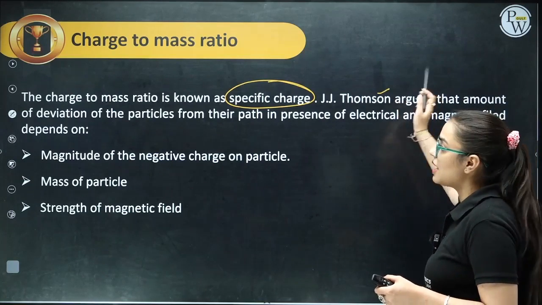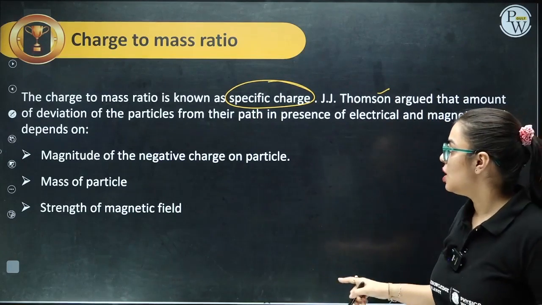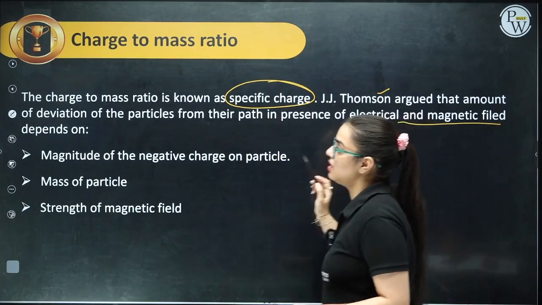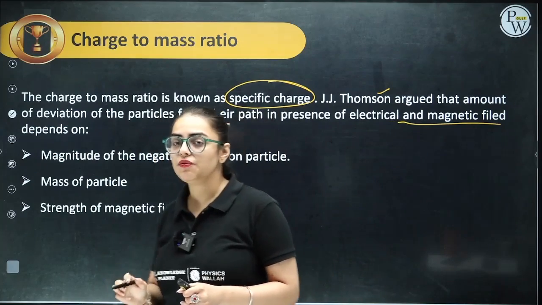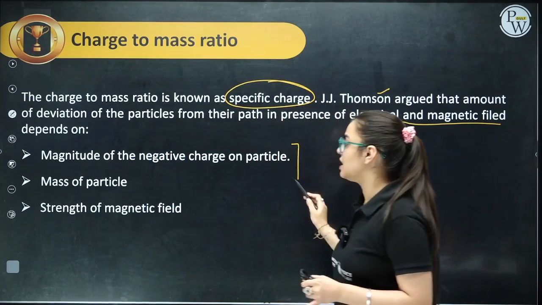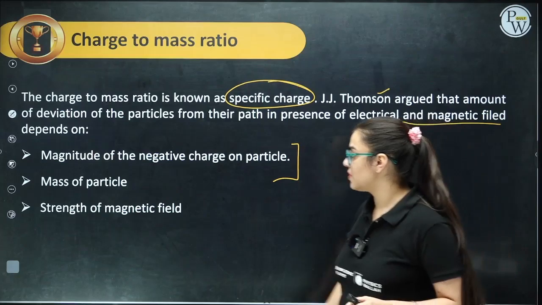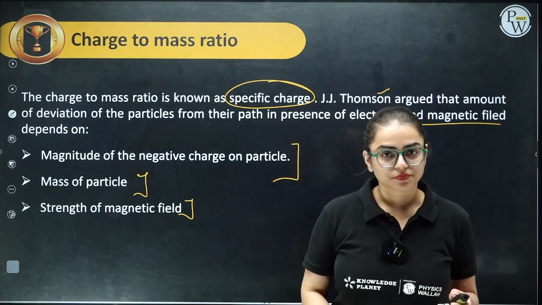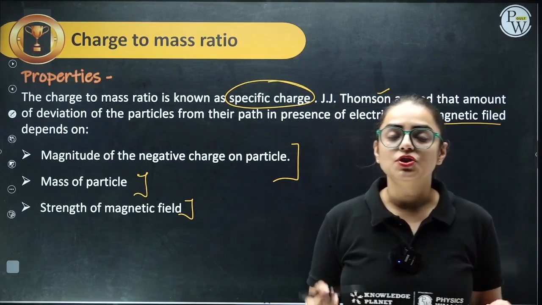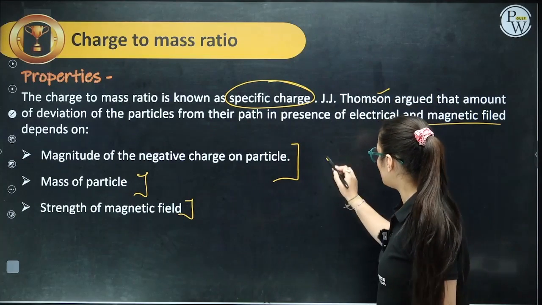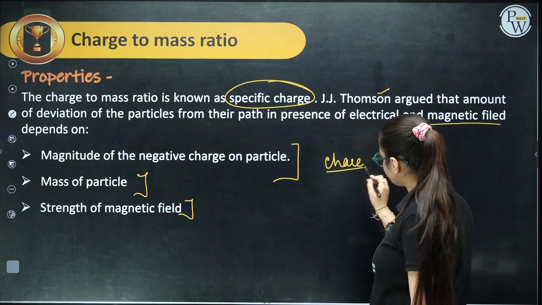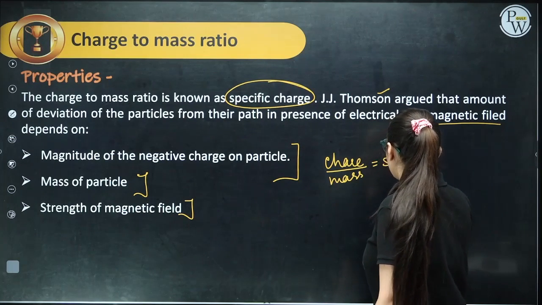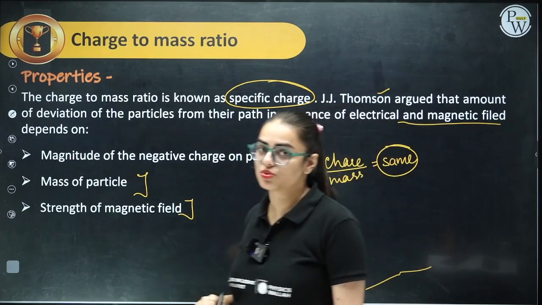Thomson basically argued that the amount of deviation of the particles from their path in the presence of electric and magnetic field will depend upon three factors. The very first factor is the magnitude of the negative charge on the particle. The next is the mass of the particle, and the next is the strength of the magnetic field. Okay, students. So what happens? Charge to mass ratio was found out. And we observed that it remained the same when different electrons and different gases were taken.